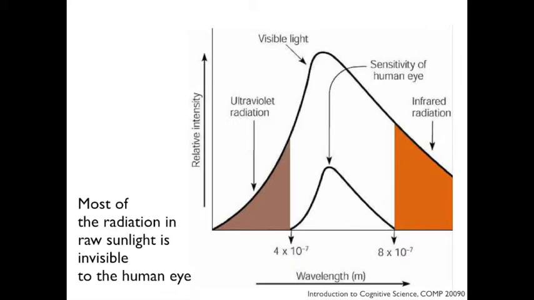If we lived beside a different kind of star, then we'd have different kinds of eyes with different sensitivity ranges. So we can understand this sensitivity very clearly by looking at the environment in which these evolved. Vision evolved for something.